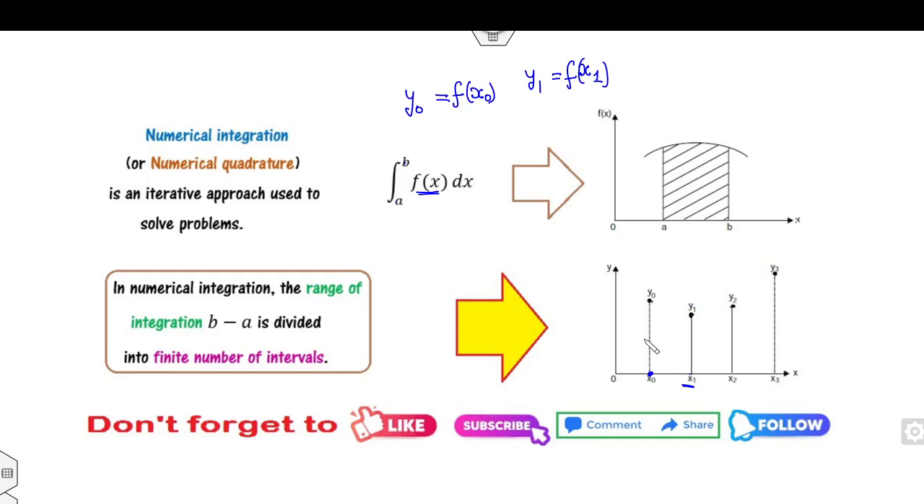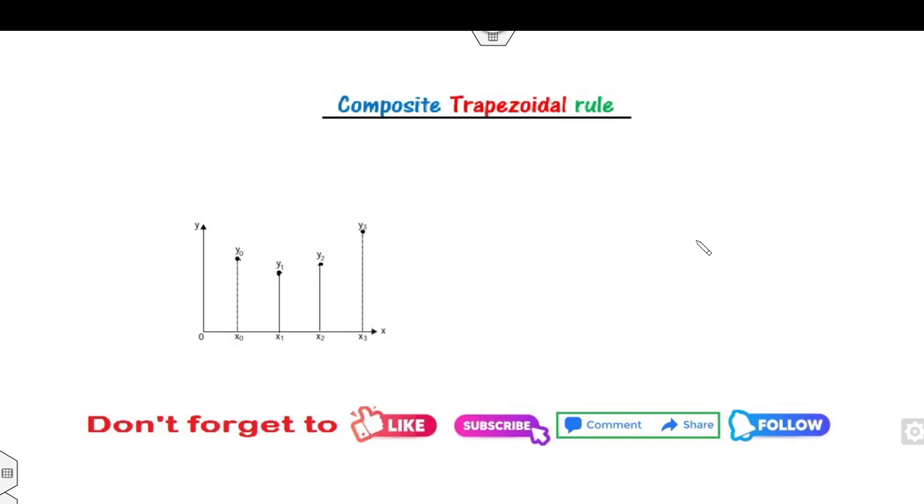Now based on this, we will define how we can join these y0, y1. If you join these points by a straight line, then the method is called the trapezoidal rule. On the other hand, if you join these points through parabolic curves, then we call it the Simpson 1/3 rule. So right now in this lecture, I will describe the concept of the trapezoidal rule.